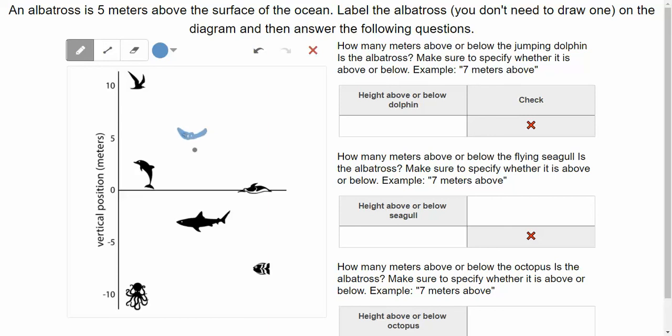Again, I don't claim to be a good artist. So that's our albatross. It's 5 meters above. Go with that, all right? How far above or below is the dolphin? Well, the dolphin, again, is at 3 meters. The albatross is at 5 meters, so we say it's 2 meters above.